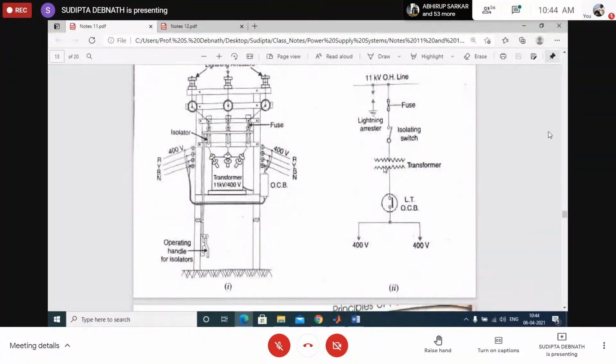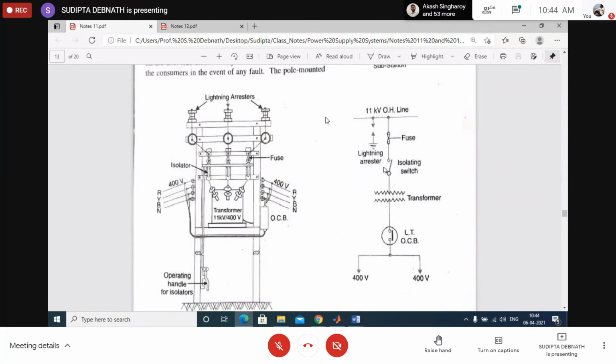If you want to draw the single line diagram of this substation, it is an 11 kV line. Lightning arrestor is there, fuse element is there, that is the isolating switch. This is a transformer, a distribution transformer. This is a circuit breaker, OCB, oil circuit breaker. This is a distribution substation; it steps down the voltage from 11 kV to 400 volts. All these are incorporated within this H pole structure.